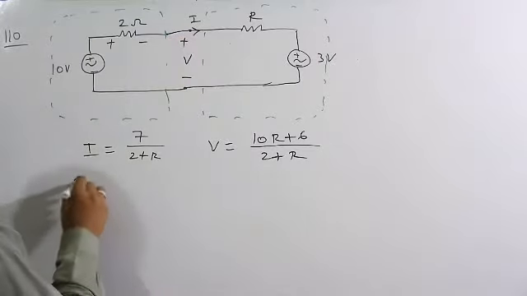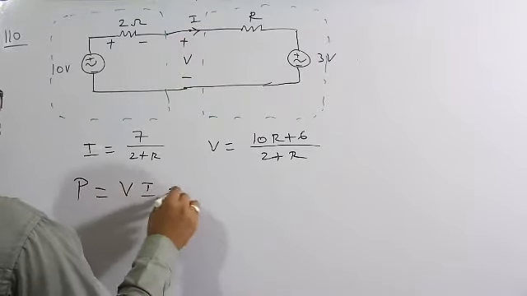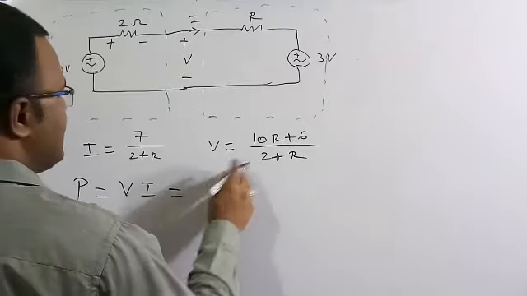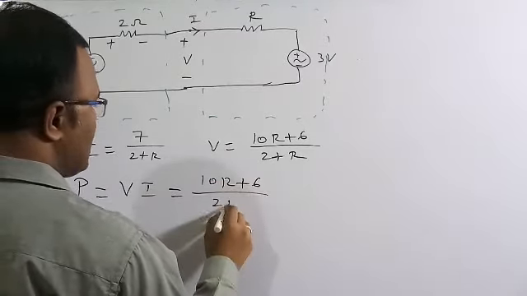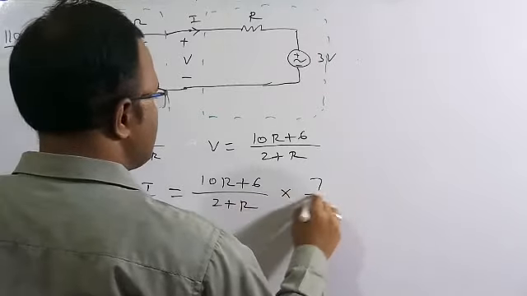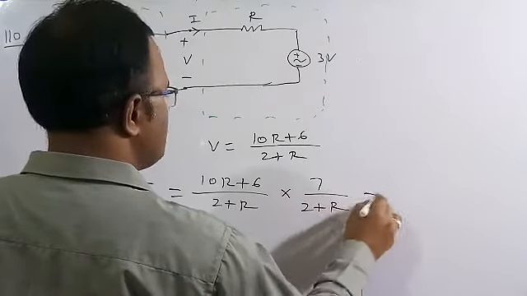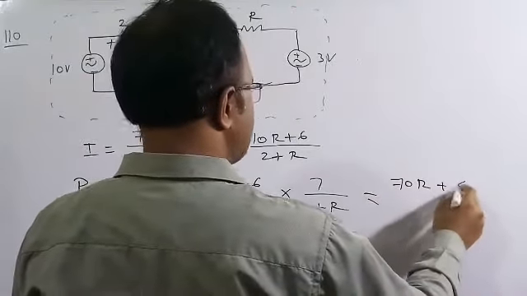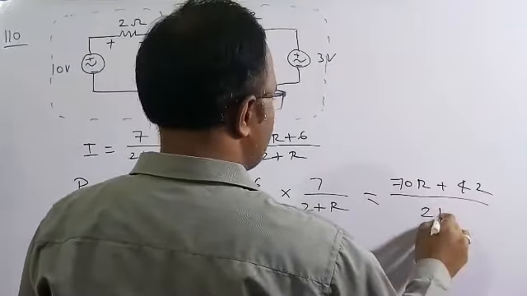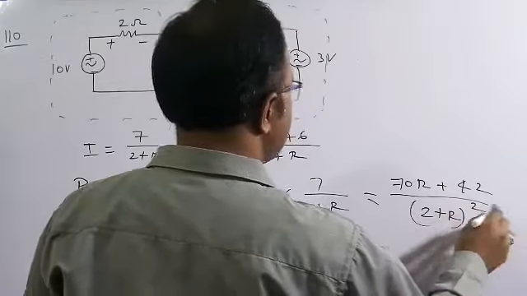So therefore the power is equal to the voltage into current. So I am going to multiply this one: (10R + 6)/(2 + R) into 7/(2 + R). If you do this, we will get (70R + 42)/(2 + R) whole square. This is the amount of power.